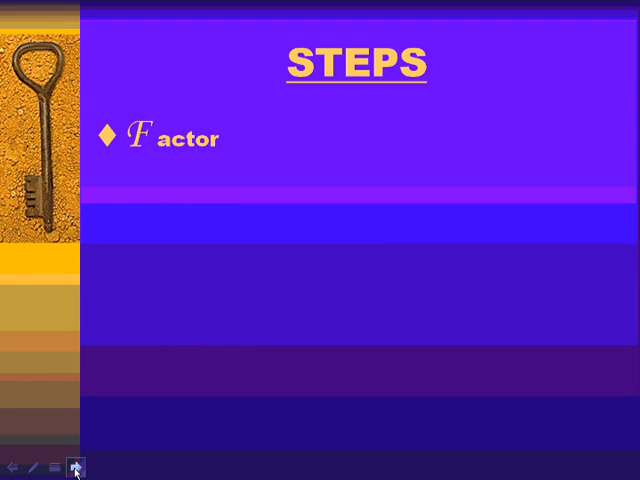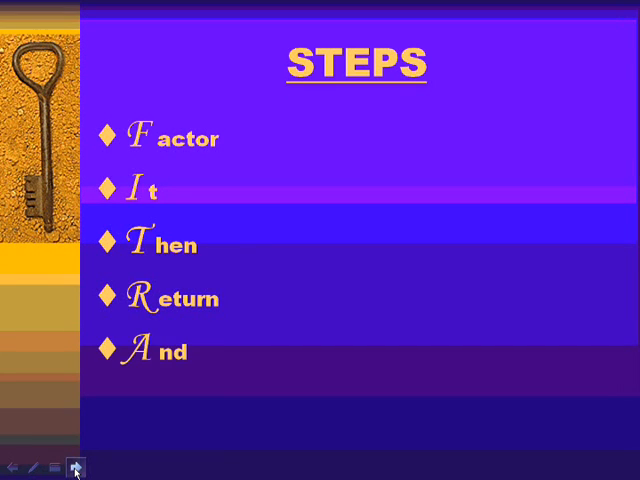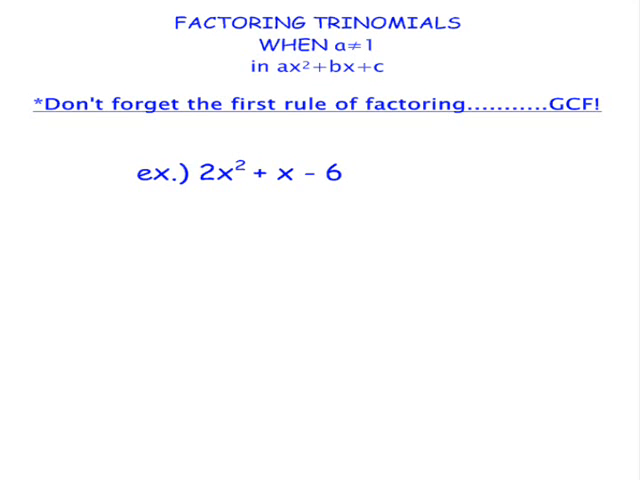F stands for factor. I stands for it. T stands for then. R stands for return. A stands for and. C stands for clear. So there's Fitrac. Factor it, then return and clear. So all together for Maam Fitrac we have move around and multiply, factor it, then return and clear. Let's look at some problems in dealing with these steps and let's solve them out.